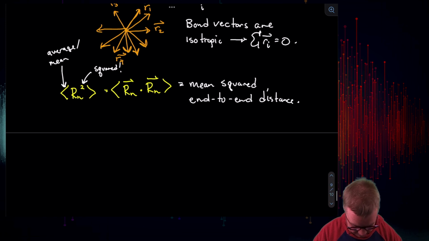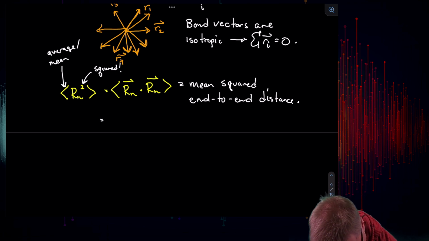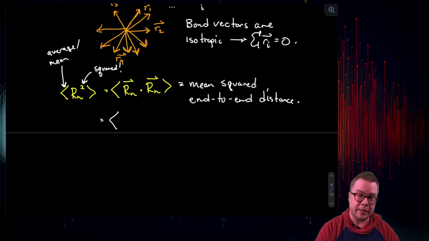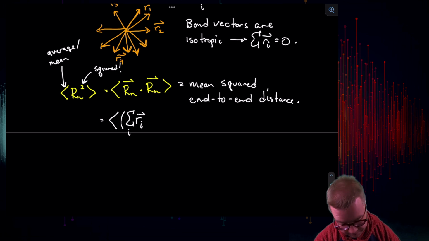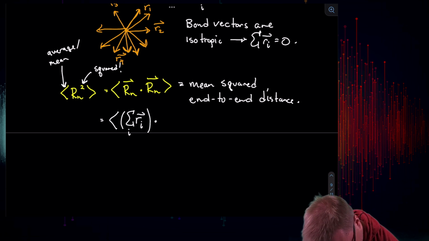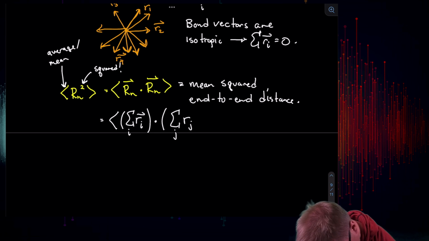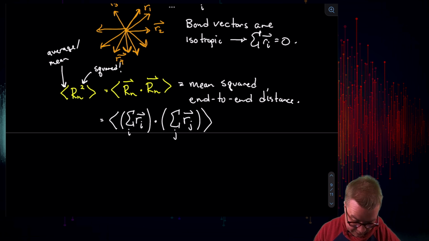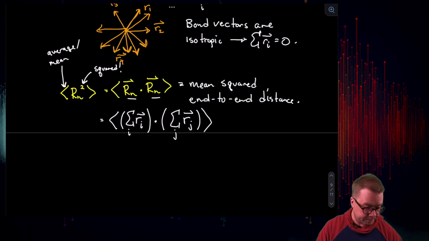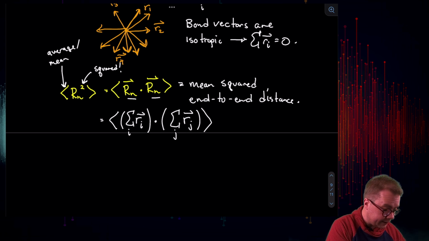So for example, let's just plug in and do that. R sub n, we know how to calculate that, right? This is just going to be the summation over I of R sub I dotted with the summation of J R sub J. And we have to use different indices I and J because we have to separate the two out, right? These things are independent of each other. And so that's our definition for the mean squared end-to-end distance.